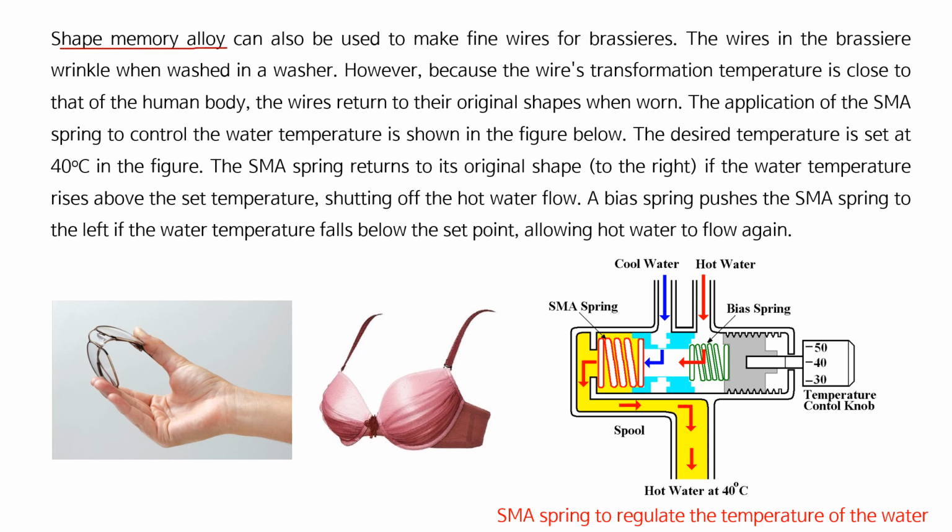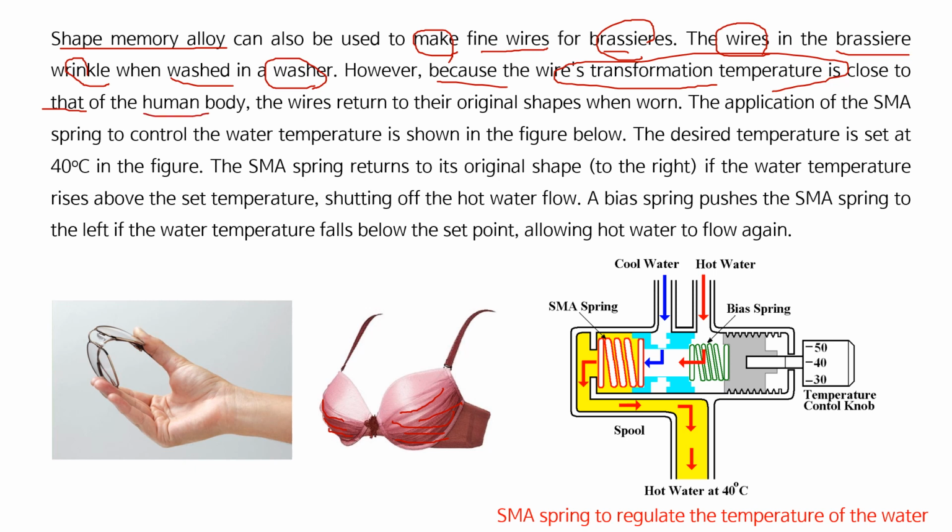Shape memory alloy can also be used to make fine wires for brassieres. Inside the brassiere, these tiny wires are located. The wires in the brassiere wrinkle when washed in a washer. However, because the wire's transformation temperature is close to that of the human body, the wires return to their original shapes when worn, so they fit tightly to the breast.